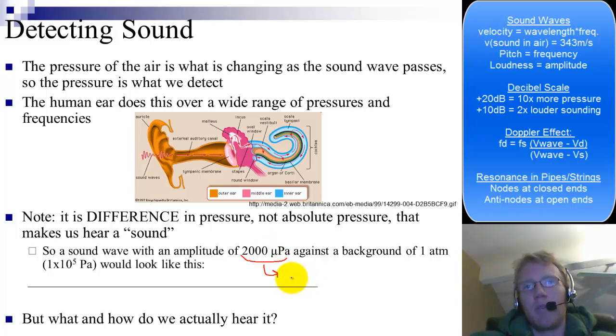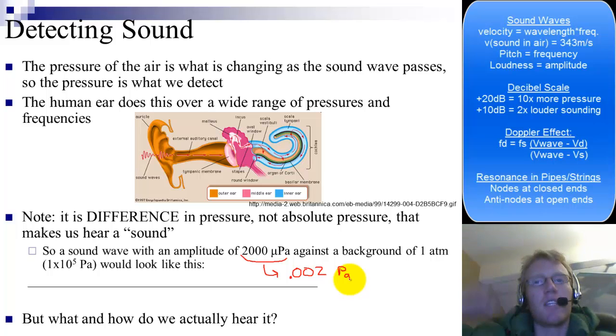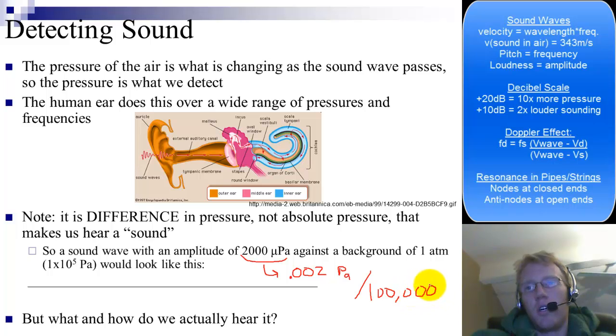That's going to be 0.002 pascals. That's the size of the oscillation of the pressure, 0.002 pascals. And you're comparing that to 100,000 pascals, which is the pressure all the time. And so that's a really, really small percentage of the pressure in your ear.